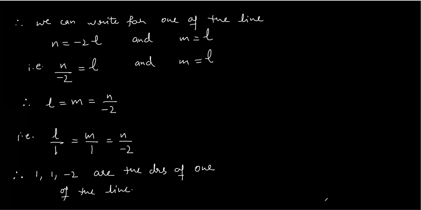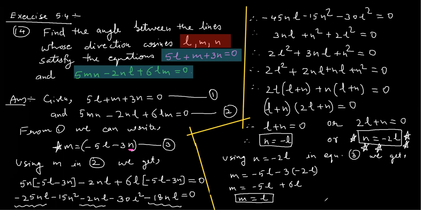Okay. I have done it for one of the lines by taking this case. You will now take this case in equation 3 and find the DRs of the other line. And after that, we will be able to solve for the angle. Please do it now. I rectified the mistake.